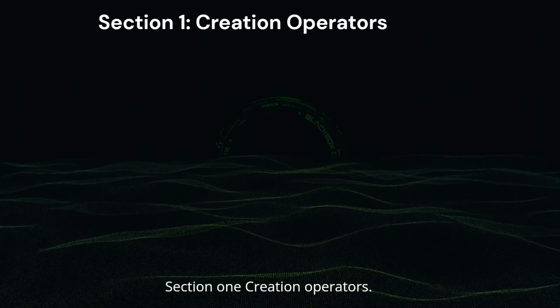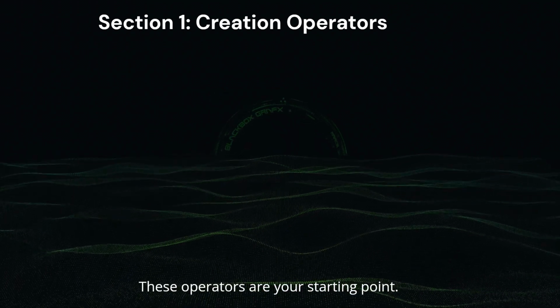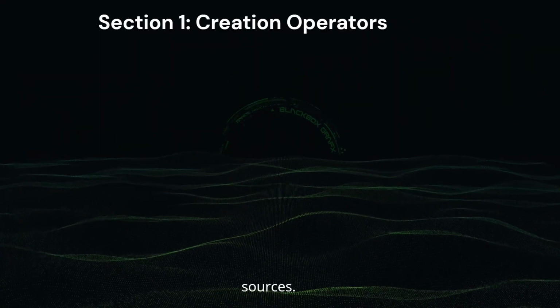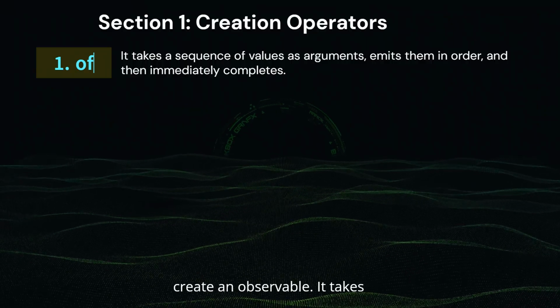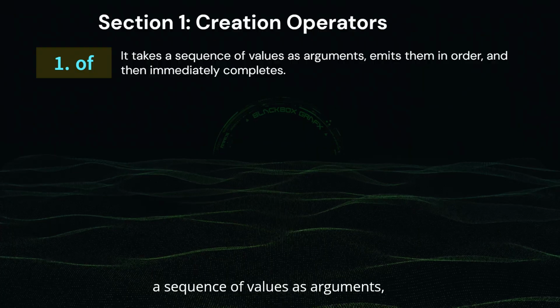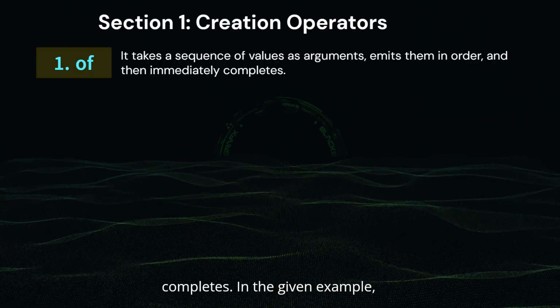Section 1, Creation Operators. These operators are your starting point. They generate observables from various sources. The of operator is the simplest way to create an observable. It takes a sequence of values as arguments, emits them in order, and then immediately completes.